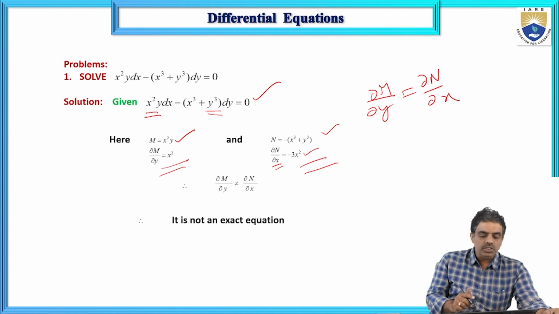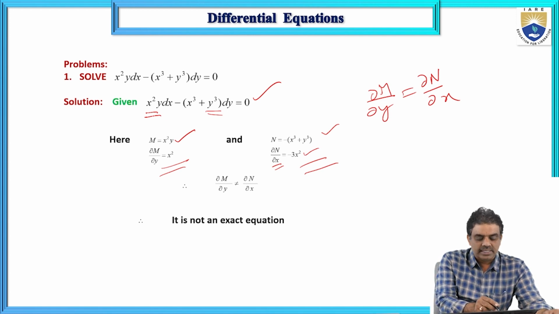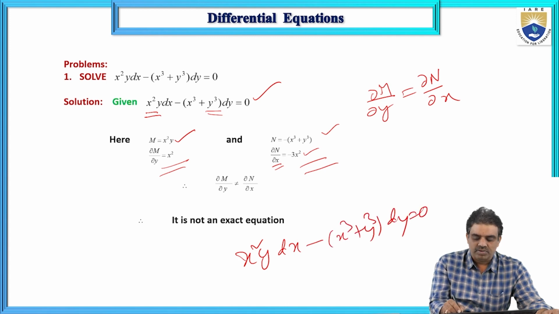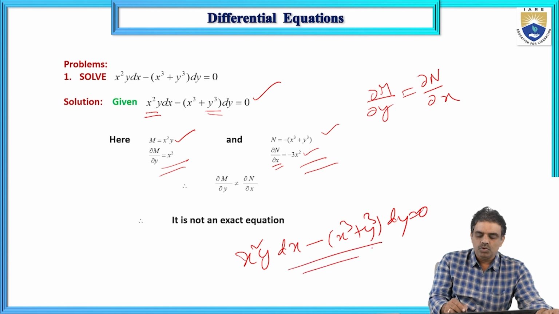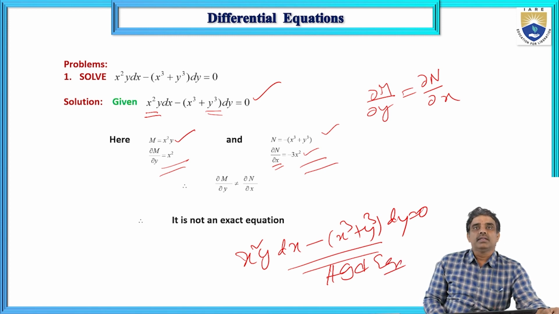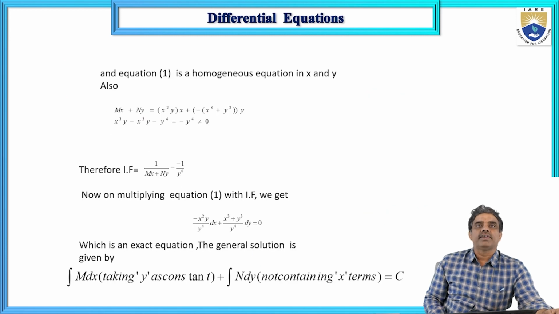Then you can also see that here x square y is of 3 degree dx minus x cube plus y cube, which is also of 3 degree, dy is equal to 0. That means it is a homogeneous differential equation. So our condition type 1 is satisfied. Then we have to check for the mx plus ny value.